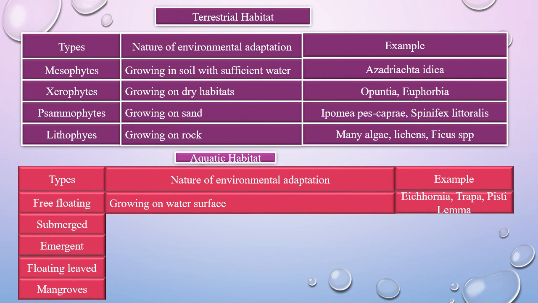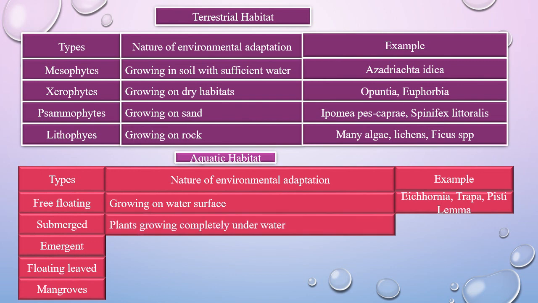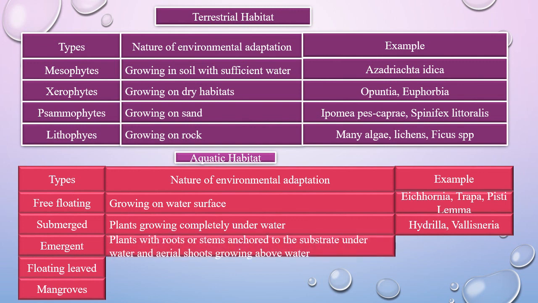The next one is the submerged plants. The plants which are growing completely under water, they stay inside the water. They will not have contact with air, and sometimes they do not have contact with the soil also. It is completely found under the water. Examples: Hydrilla, Vallisneria. Emergent.